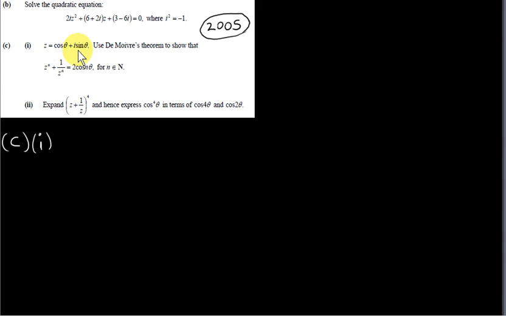z equals cos theta plus i sin theta. Use de Moivre's theorem to show that z to the power of n plus 1 over z to the power of n equals 2 cos n theta for n an element of N. So n is a natural number. That means a positive integer.